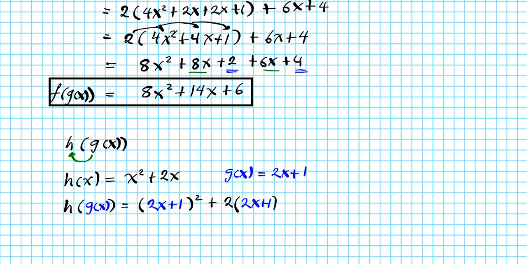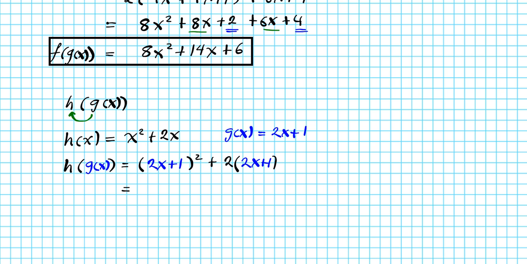Okay. Now let's go ahead and simplify the right side using the properties of algebra. So this square means that 2x plus 1 will be multiplied by itself, 2x plus 1 times 2x plus 1. And on the right side here, you distribute the 2 to these 2 terms. We have 4x plus 2. Now let's FOIL this out. We're going to do the first, outer, inner, last.